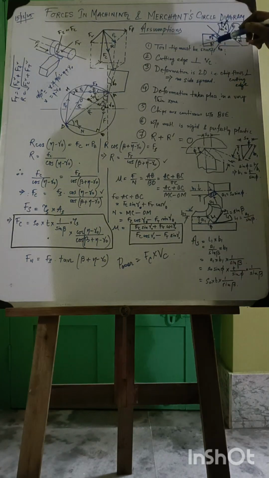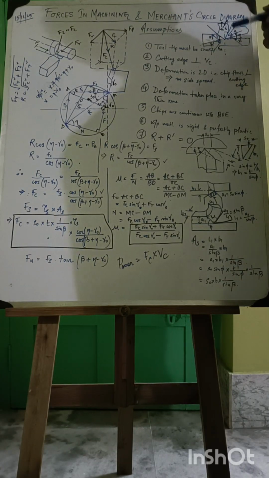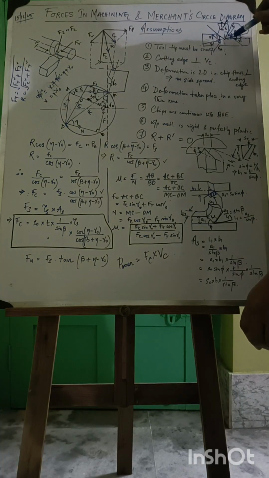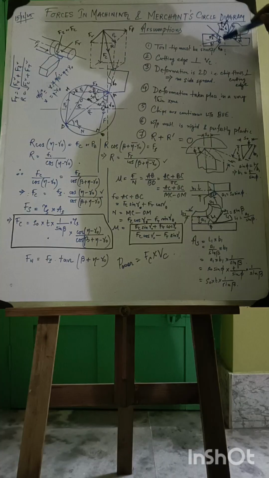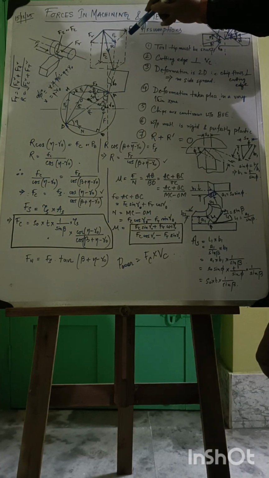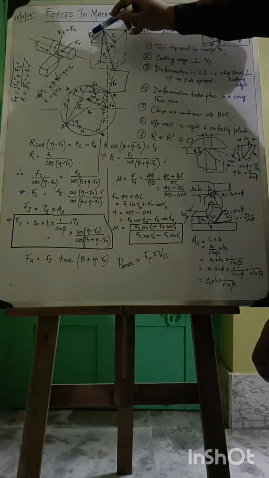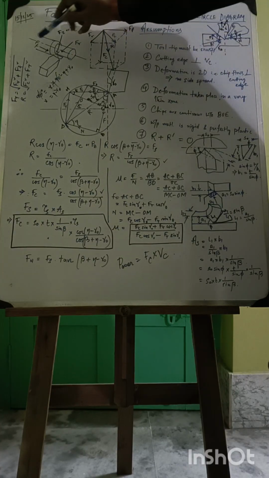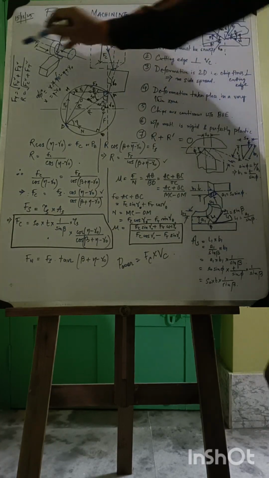This R prime can also be further resolved into Fc, along the direction of the cutting velocity vector, and perpendicular to it is Ft, that is the thrust force. We can see here, Ft is the resultant of Ff and Fr. Fr is the force in the radial direction and Ff is the force in the feed direction. So here are the equations.